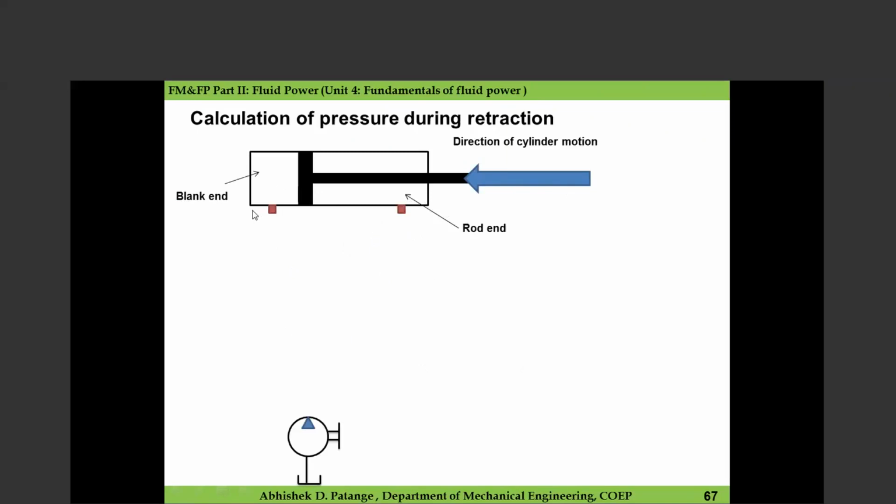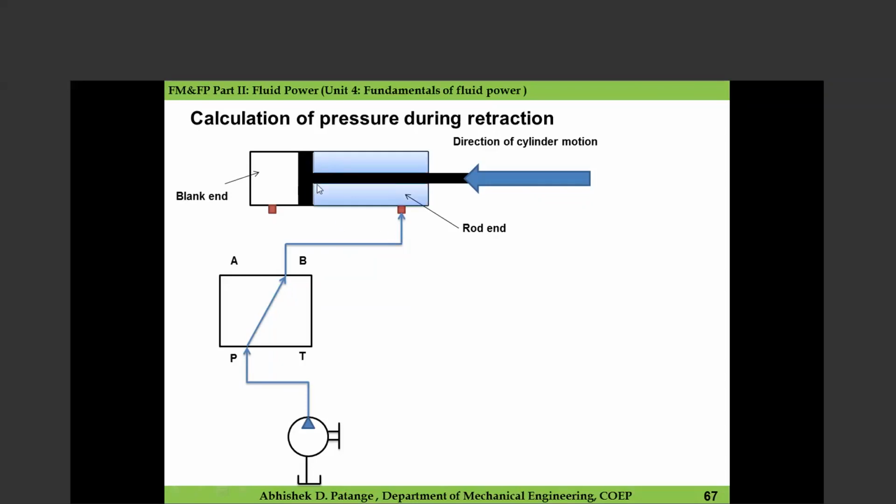So these are the two ports. One is for the blank end, another one is for the rod end. We have a pump which is supplying the same discharge, which is 0.016 cubic meters per second. Now we have this direction control valve with 4 ports A, B, P, T. For the retraction stroke, liquid coming from the pump will be delivered to P and from P to B. So P is connected to B, so liquid will move from P to B. Since B is connected to the rod end, liquid will start entering from the rod end, and then it will push this piston towards the left hand side.